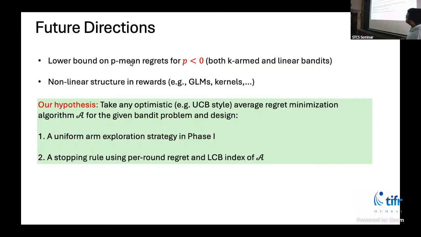My hypothesis is to take that optimistic UCB-style algorithm A and design two things: a uniform arm exploration strategy in phase 1 for the particular bandit problem you're solving, and a stopping rule using the regret bound of that algorithm A. Since it's a UCB-style algorithm, it will have a Hoeffding-style bound. Use that bound to design the stopping rule. That's my hypothesis: if we mess around with this, we can get Nash regret for any bandit. I'm yet to verify this hypothesis, and I'm trying it for several bandit problems. Let me know if you want to talk about this.